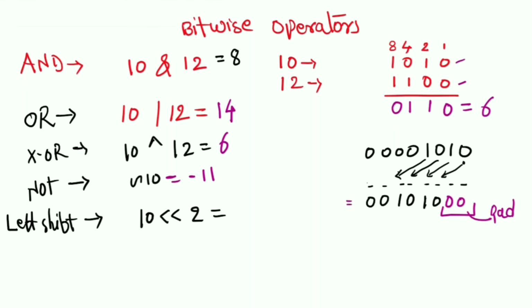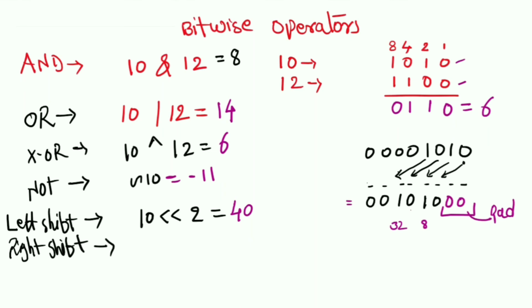Okay, and what is the binary equivalent of this? You can see the binary equivalent of this is 1 2 4 8 16 and 32. 32 plus 8 comes out to be 40. And likewise we can also do the right shift operation.